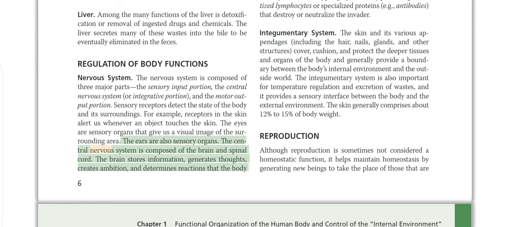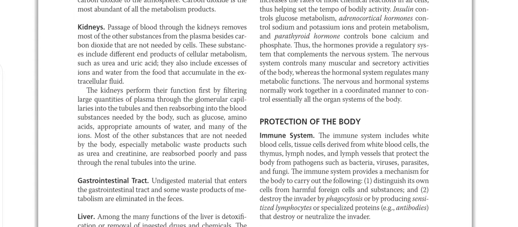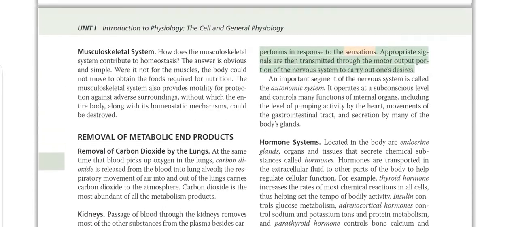The central nervous system is composed of the brain and spinal cord. The brain stores information, generates thoughts, creates ambition, and determines reactions that the body performs in response to the sensations.